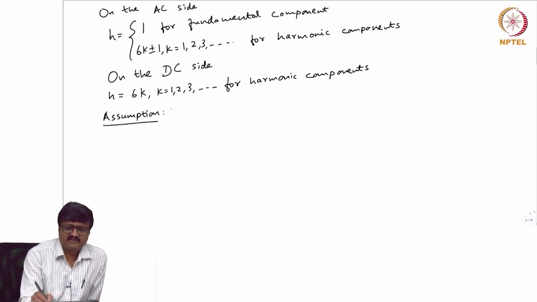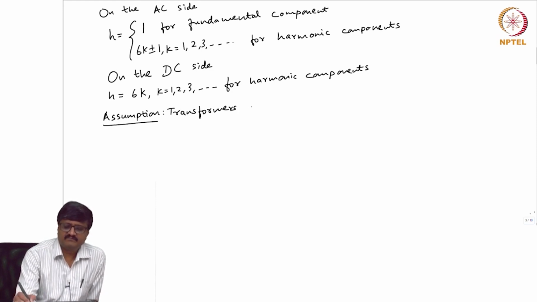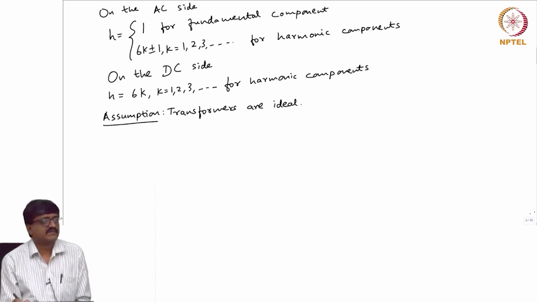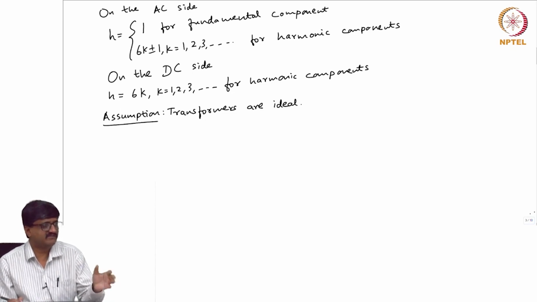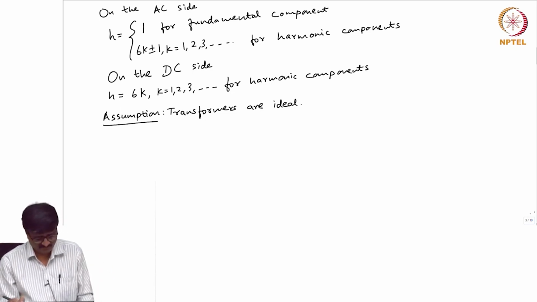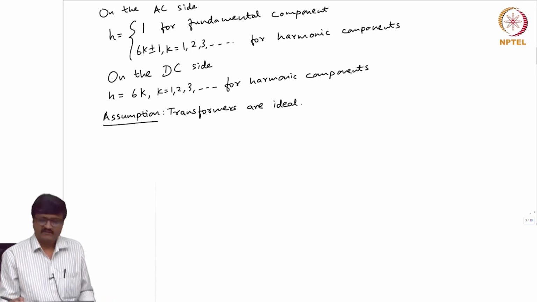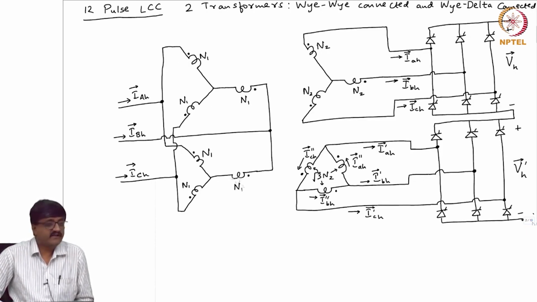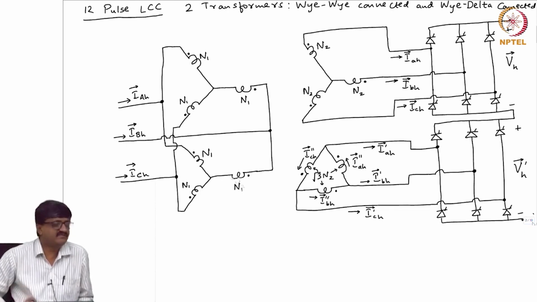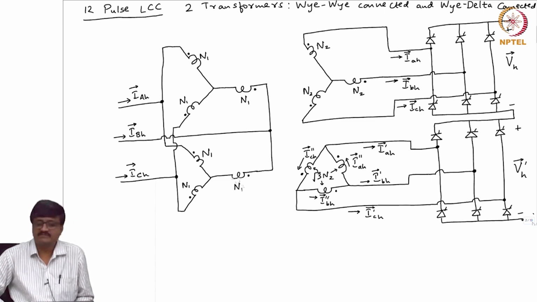So, the assumption is transformers are ideal. It actually means that there is no resistance, no leakage, no core loss resistance, no magnetizing inductance, all these are not there in the ideal transformer. Now, if we decide that the number of turns in the delta connected winding should be root 3 N2, we know what is the purpose of that. We said that the voltages should be the same, the magnitude of the voltage should be the same.